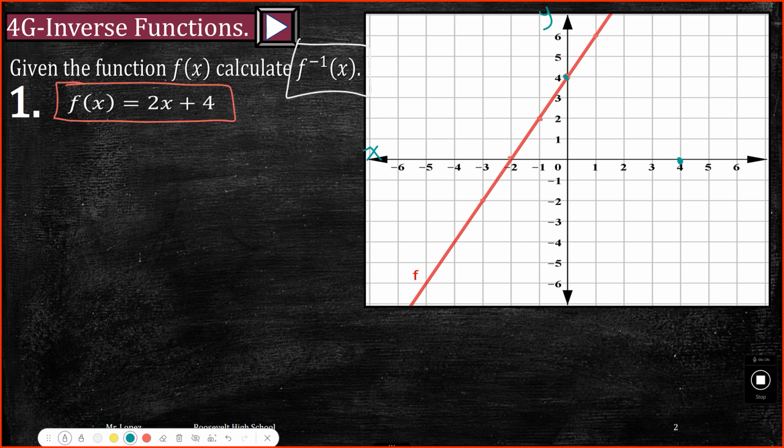Let's see, what's another point I can change? Let me do this point here. This x of -2 becomes a y of -2. And between those 2 points, I can draw a line. And that's going to be the inverse of it.